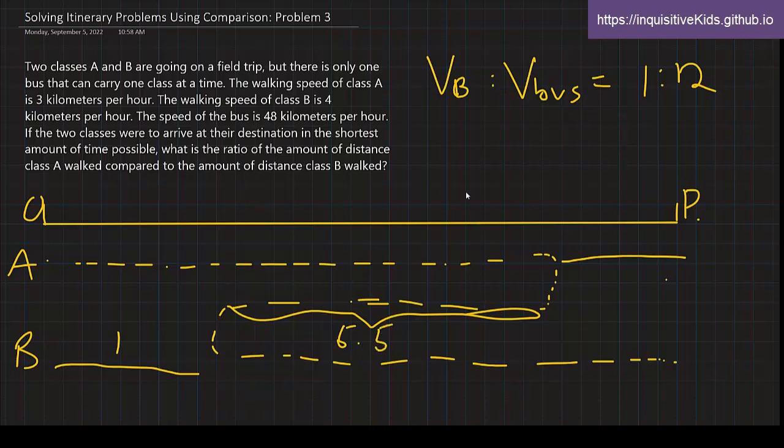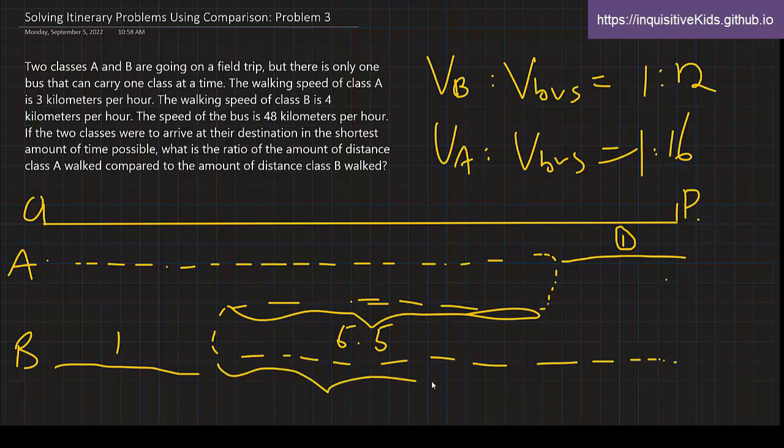And now we're going to compare the bus with A. After comparing those two, we get 1 to 16. But now we can't just call this 1 unit, because those are different sized units now. So we can still set it as 1 unit, but this time maybe I'll add a circle around it to show that it's a different type of unit. And if this is 1 unit, then we know that this would be 7 units.